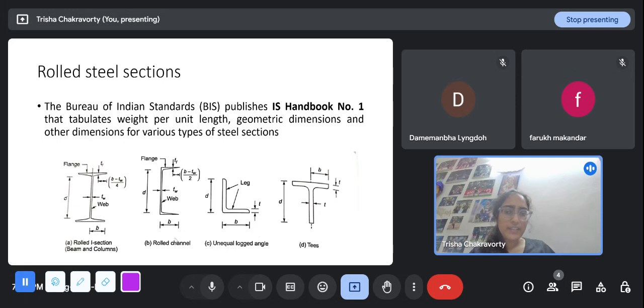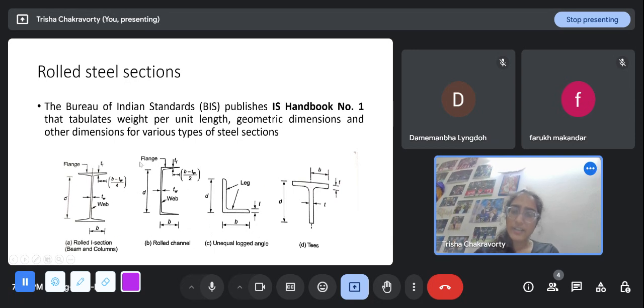And these are the rolled sections. Unlike concrete, in steel we use existing sections of specified dimensions, and these are mostly hollow sections. These are not solid rectangles or squares like concrete. So the IS Handbook number 1 tabulates the weight per unit length, geometric dimensions, and other properties like moment of inertia for these steel sections.